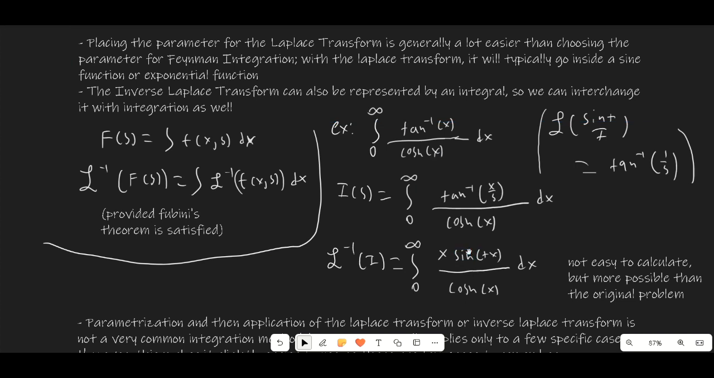This integral right here, just using a common integral formula and Feynman's technique with differentiating under the integral sign, it's actually not too difficult to calculate. So it's not easy to calculate necessarily, but it's way more possible than this problem right here. And then once we calculate it, all we have to do is take that Laplace transform in the forward direction and go ahead and evaluate our integral. So that's pretty nice.